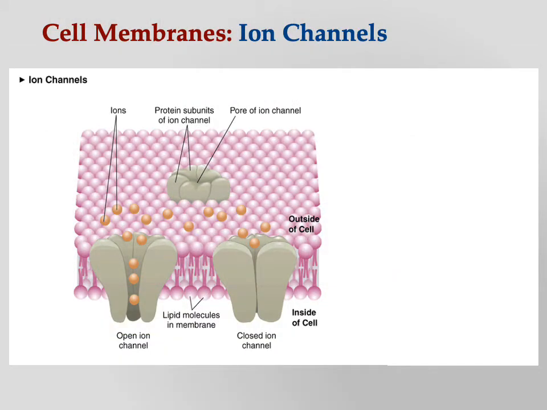So, here we are. Here's a phospholipid bilayer. Here we see some integral proteins, some ion channels that are going through. They're passing through the membrane. They are allowing ions to flow through. So see the ions, little orange balls. You can see there's a closed ion channel and an open ion channel. When the ion channel is open, the ions can flow through. When the ion channel is closed, they can't flow through.